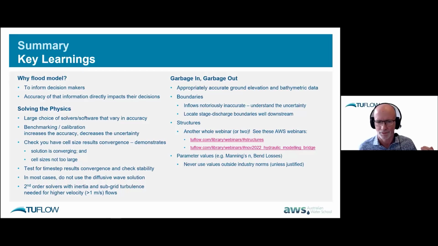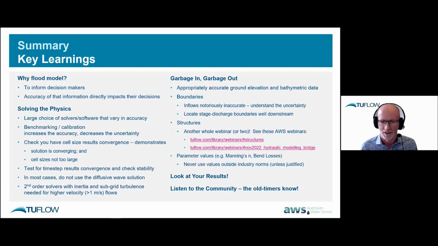Because if you find you have to use an outside industry norm value, that is a red flag that something else is wrong. And look at your results. Just spend time looking at results. Do they look right? I've got water going over a cliff here. Is that real? Just look at your results. And also listen to your community. They, particularly the old timers or the people who experienced floods, they know what happened and they'll tell you what happened. Great source of information.